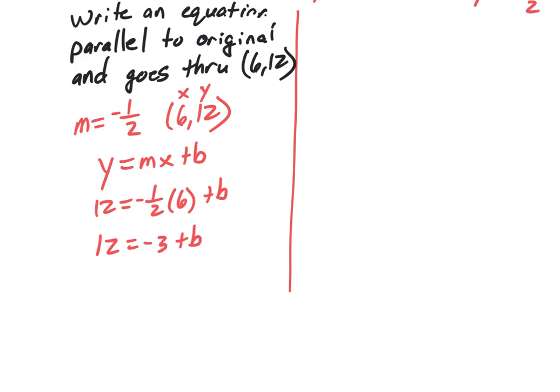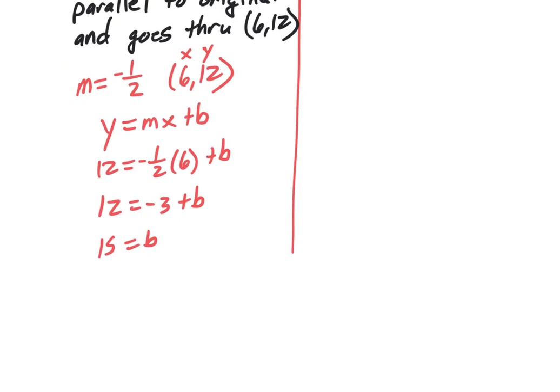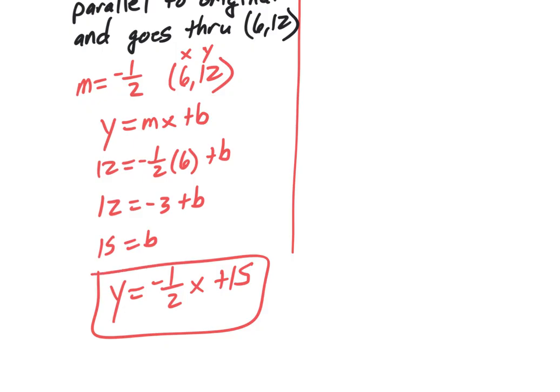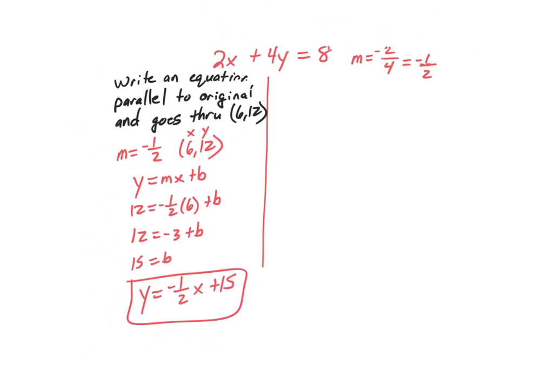And then we're going to add 3 to 12, and we get b equals 15. Just kind of watch your signs. So that would be a new equation that has the same slope, has a new y-intercept, and it would end up going through that point of 6, 12 that we had.